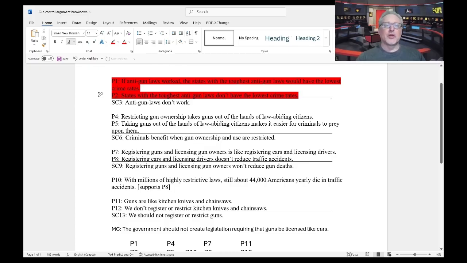The second one says, restricting gun ownership takes guns out of the hands of law-abiding citizens. Taking guns out of the hands of law-abiding citizens makes it easier for criminals to prey upon them. Therefore, criminals benefit when gun ownership and use are restricted. What is the form of inference here? Well, you'll see how P4 and P5 sort of need to function together in order for the conclusion to follow. That's a hint that it might be a deductive argument.